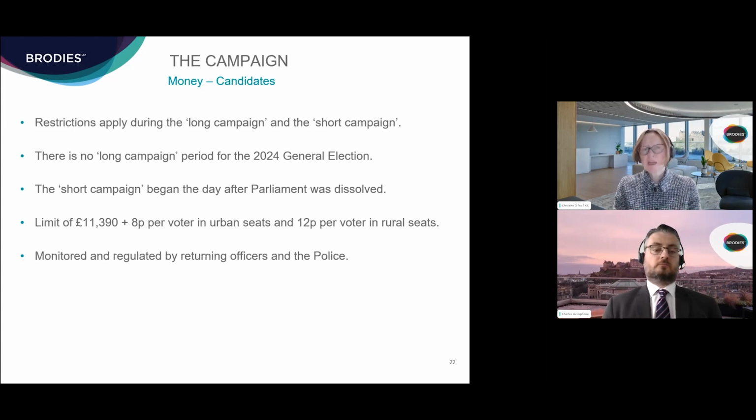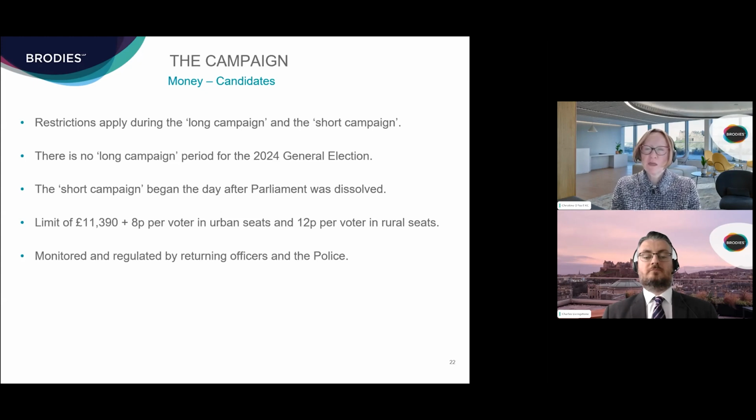And there's a very intriguing limit on candidate expenditure in a constituency. If you're standing as a candidate for election to Parliament in this election, you may spend £11,390 plus an amount of money which reflects the number of registered voters in your constituency and is different if you are in an urban seat. In Scotland, they're called borough constituencies, or you're in a rural seat known as county constituencies. You get 8 pence per voter in an urban seat and 12 pence per voter in a rural seat.